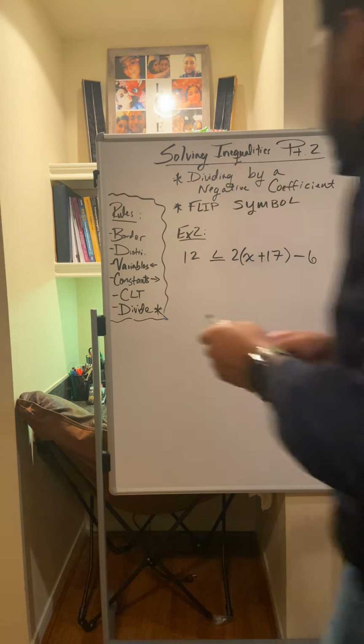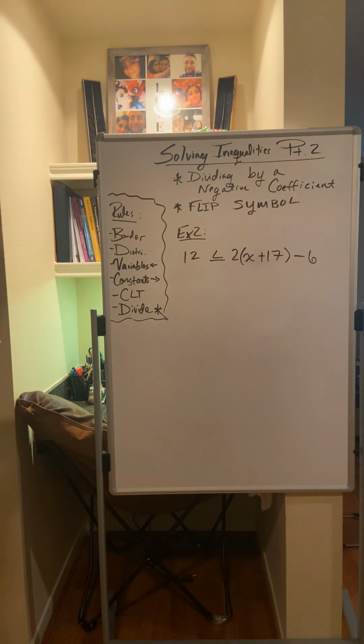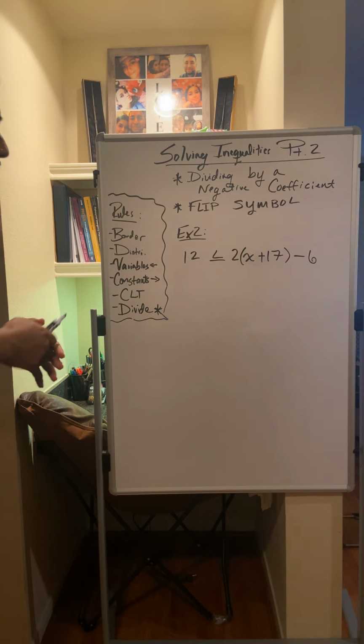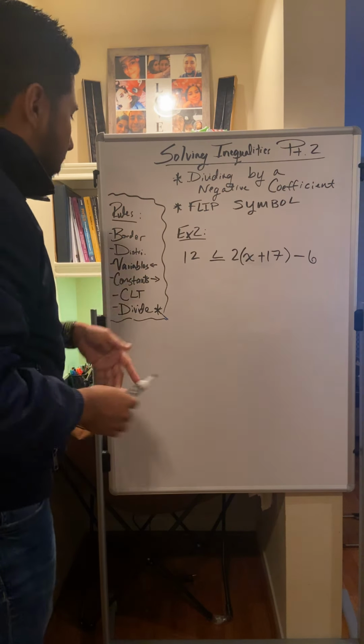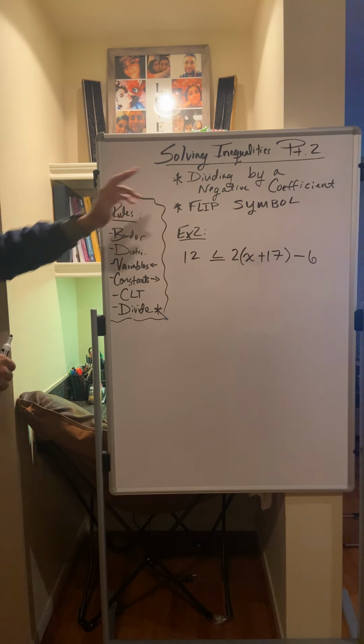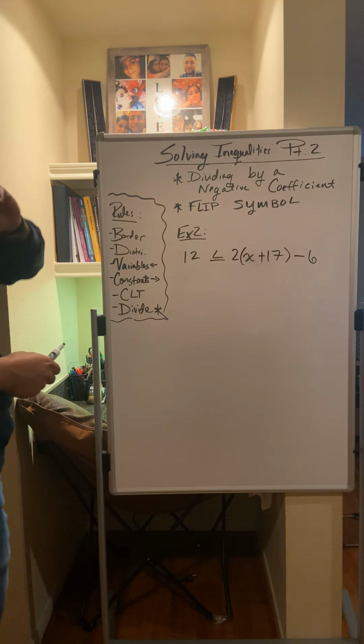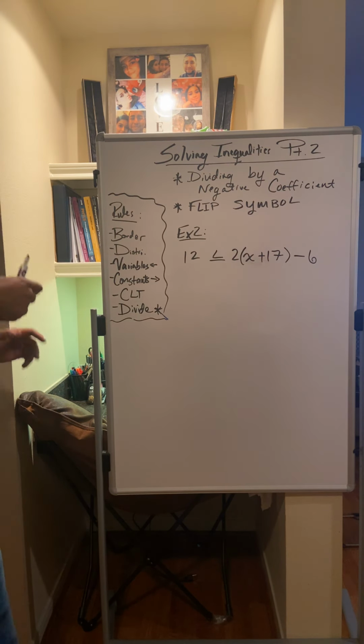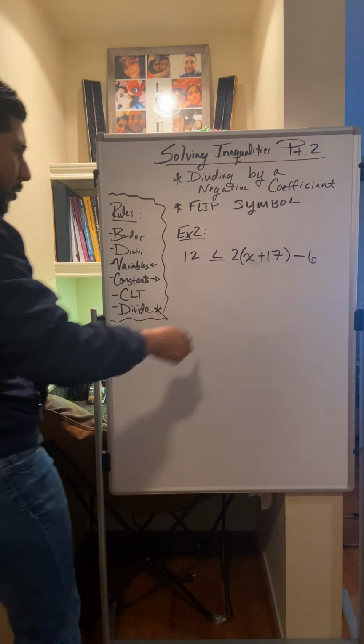Okay, ladies and gentlemen, second problem. Probably gonna go through this pretty quick so we don't waste too much time. Just like the one before, we're gonna start with the rules. Don't forget, if we get a negative number, we must divide and then split the symbol and all that good stuff, okay? Start with the border.